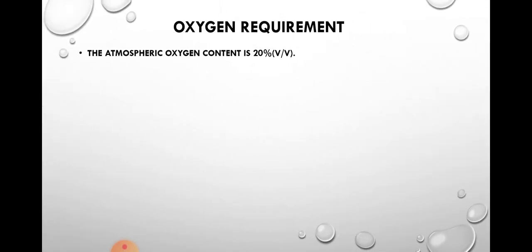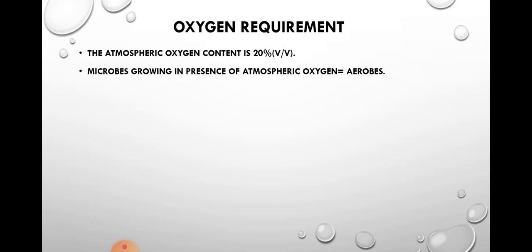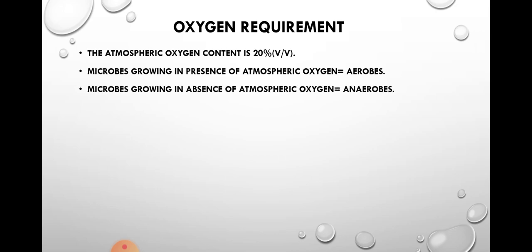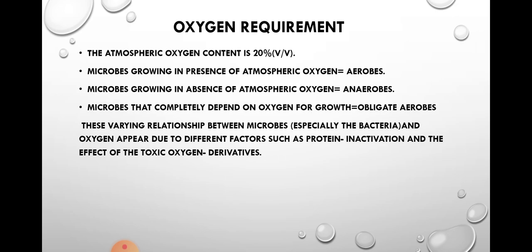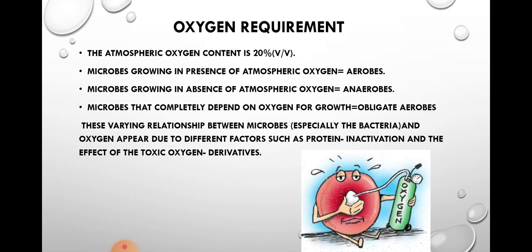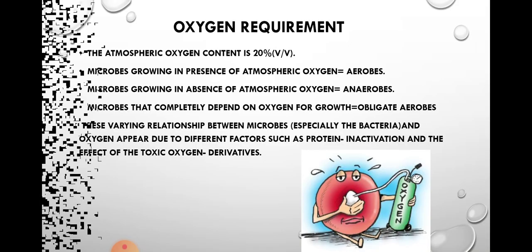Next is the oxygen requirement. As we know, oxygen is a very vital source for all living organisms to survive. In our environment, oxygen content is about 20%, and the organisms that depend on oxygen are called aerobes. The organisms that can be present in the absence of atmospheric oxygen are known as anaerobes, and the microbes that completely depend on oxygen for growth are obligate aerobes.